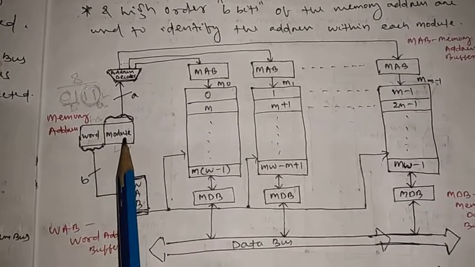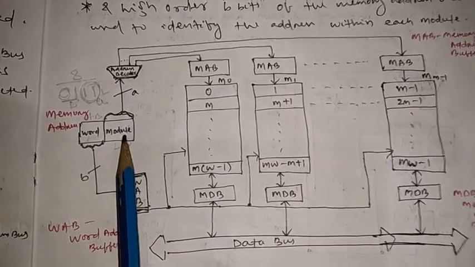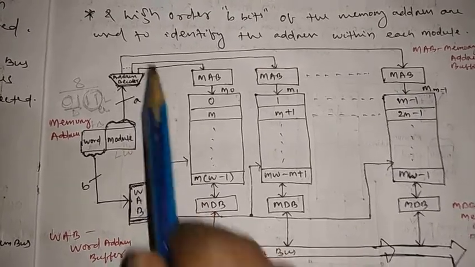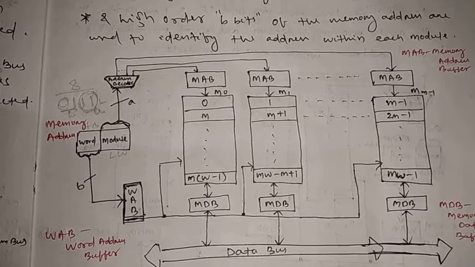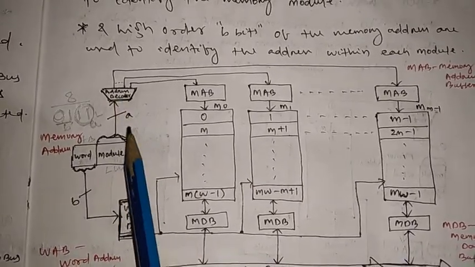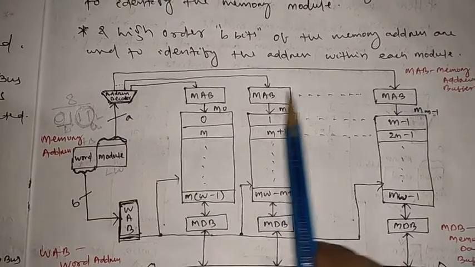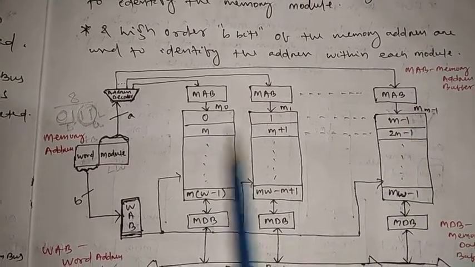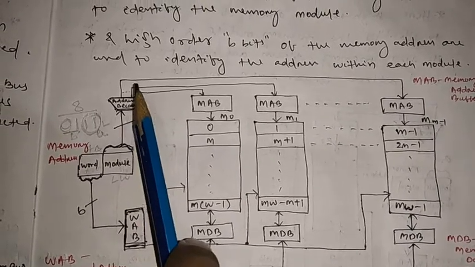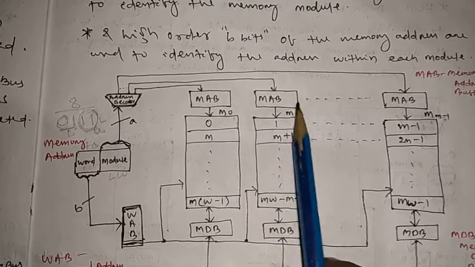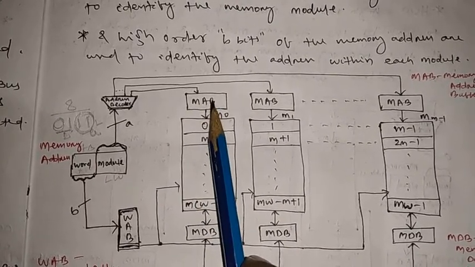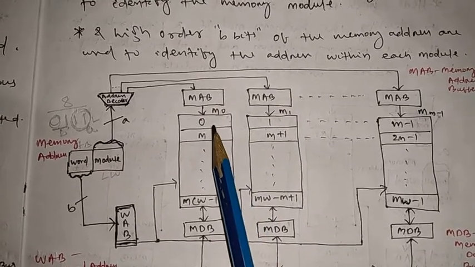So the low order bit is used to identify the module. This A bit will be passed to the address decoder. Why are we using the address decoder? The address decoder is used to distribute the module address. So the address decoder passes the A value to the corresponding MAB, which is the memory address buffer. This memory address buffer will pass it to the corresponding module.